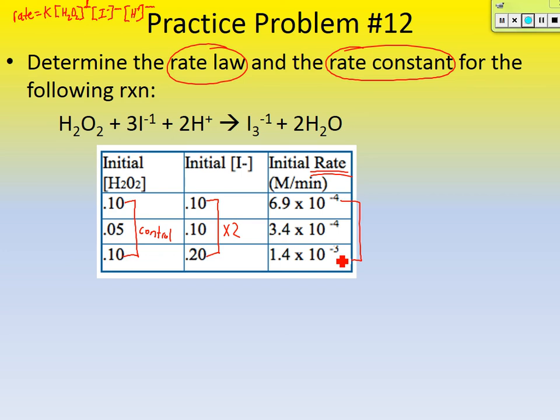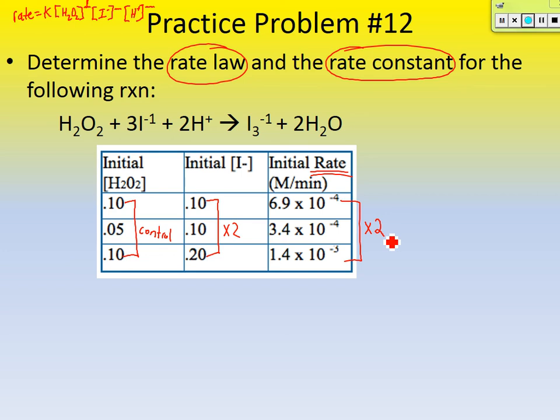So this is actually a larger number. When you put it in your calculator, because it's times 10 to the minus 3, this becomes a larger number. So 1.4 times 10 to the minus 3 divided by 6.9 times 10 to the minus 4, and that's 2.0289. So essentially we're timesing it by 2 again.